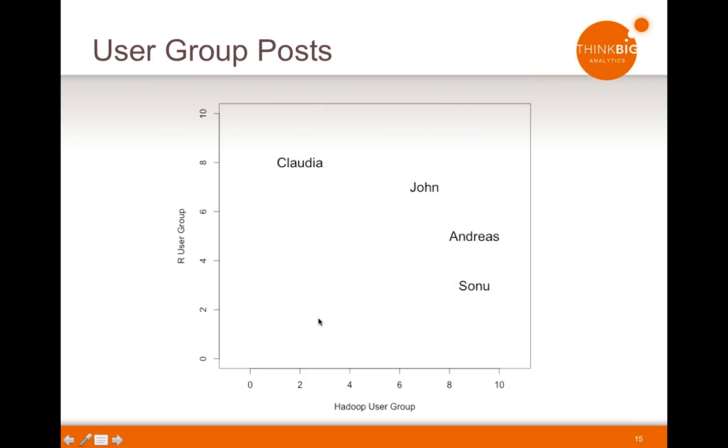So looking at these people, if we plot them in this 2-dimensional space, you can see that Claudia and John have more in common than Claudia and, say, Sonu. Sonu and Andreas are pretty close, so they're pretty similar. You have something maybe even like a cluster over here, you could say. John, Andreas, and Sonu have a lot in common, and Claudia is a little bit of an outlier. So we're basically using distance between the 2 points in the space to measure similarity.